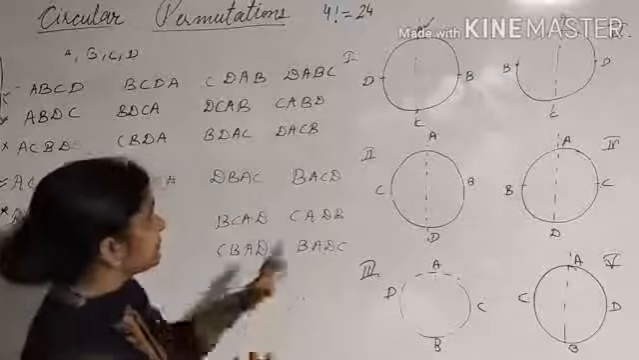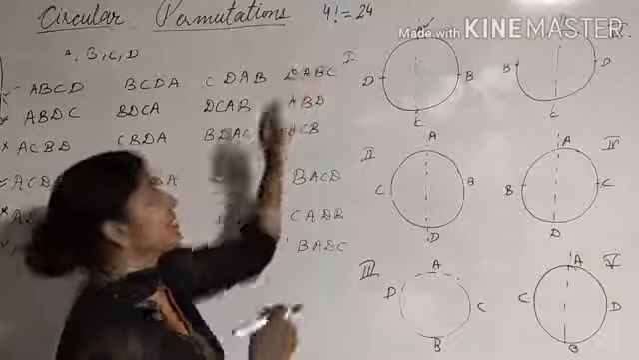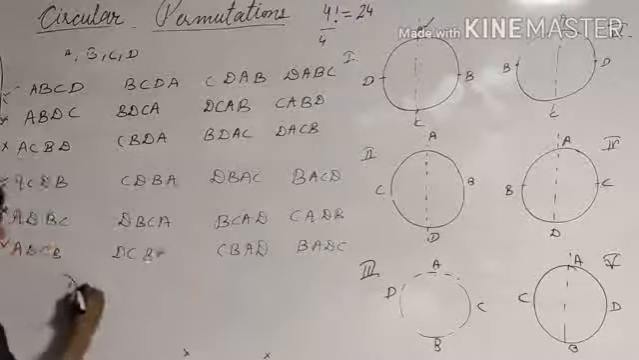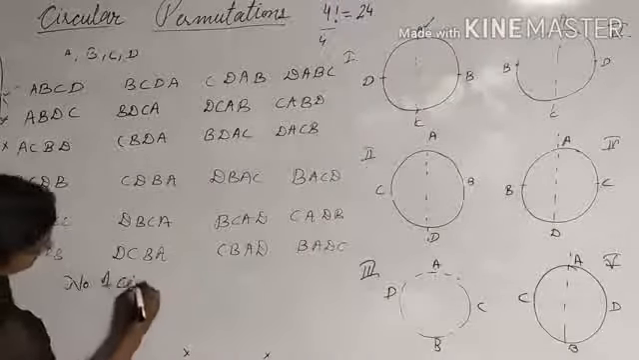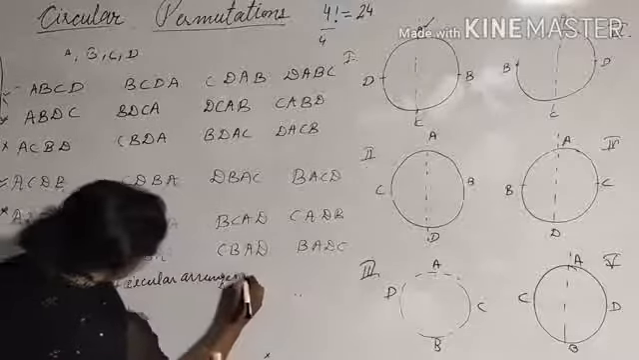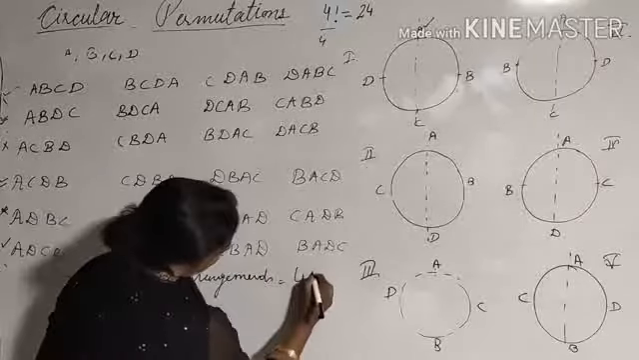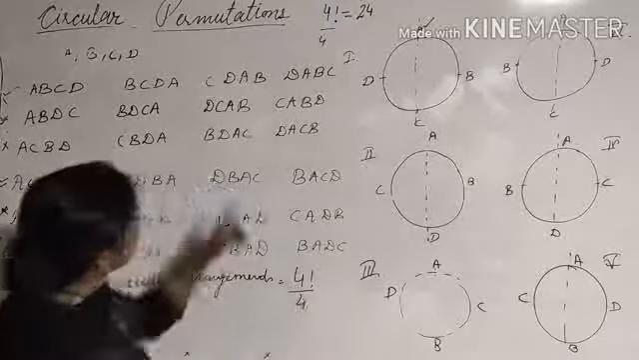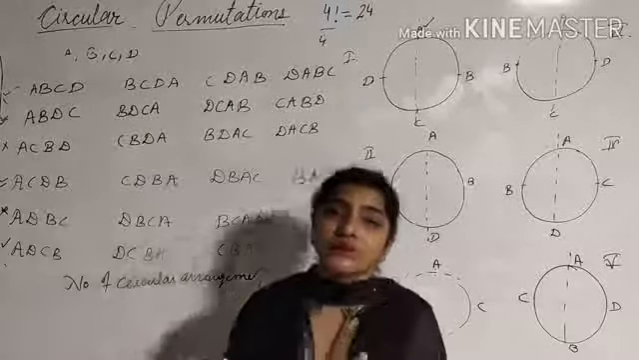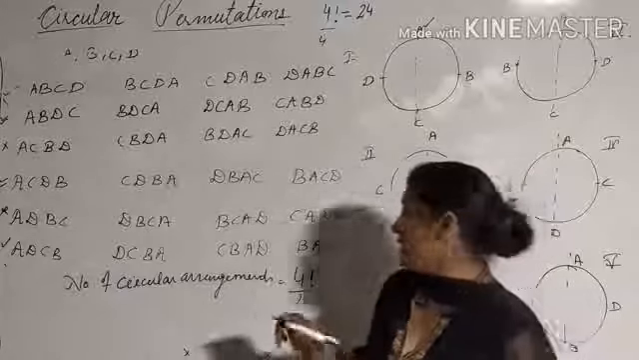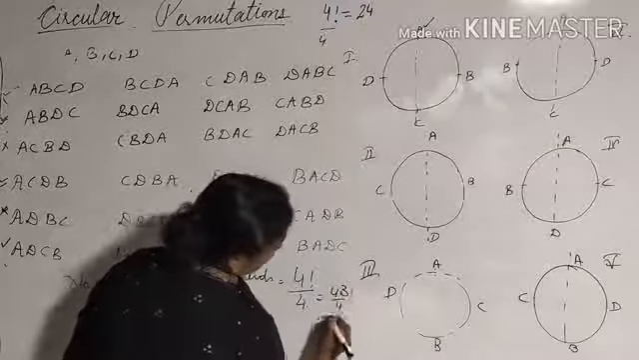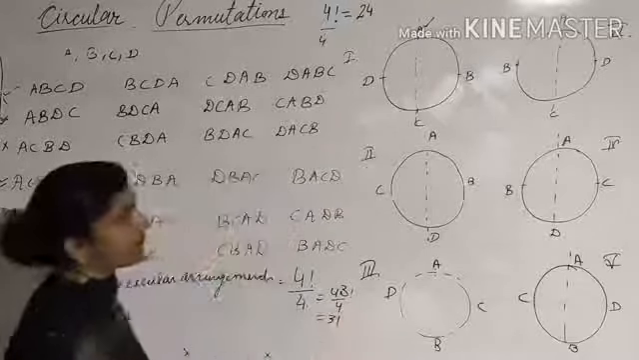It means that the total number of arrangements is divided by 4. Now, the number of circular arrangements with 4 objects is 4 factorial divided by 4, because each of the 4 arrangements gives rise to the same circular arrangement. So, the total number of arrangements is divided by 4. That means this is 4 into 3 factorial divided by 4, and this is 3 factorial.